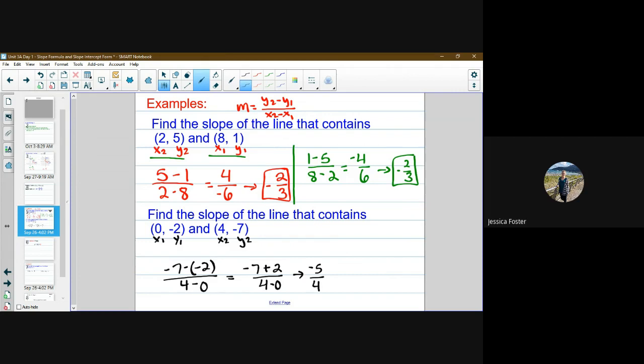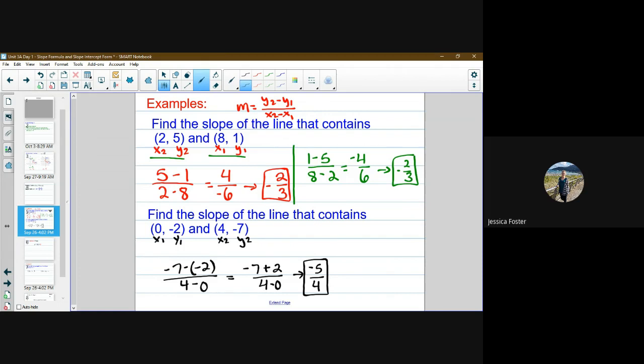Looking to see if I can simplify that. Nothing goes into both 5 and 4, so I will leave my answer like this. This would be my slope. Double checking to make sure your y values, your rise, is on top, and your run, your change of x values, is in the bottom. So y is in the numerator, x is in the denominator.